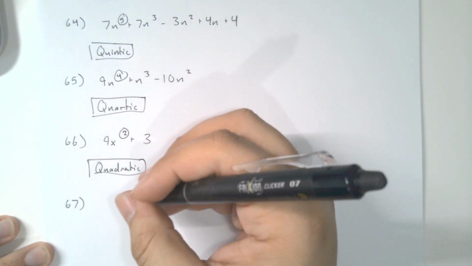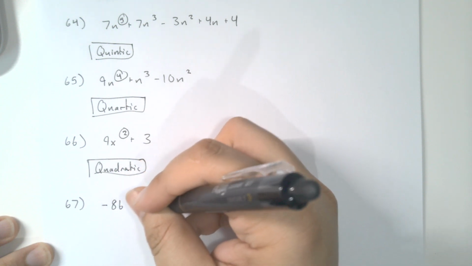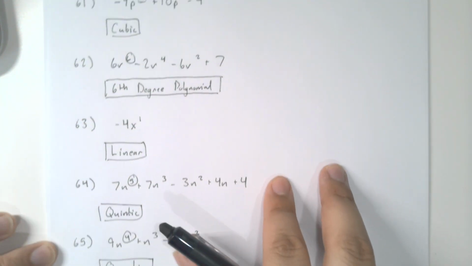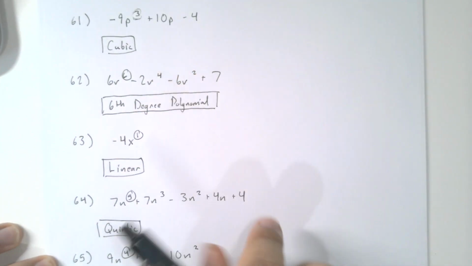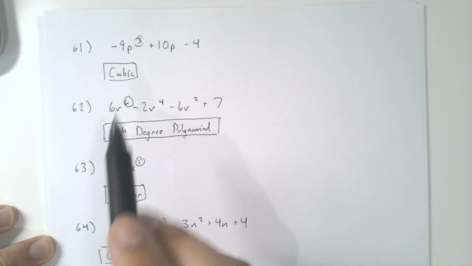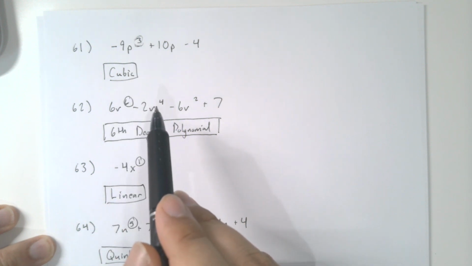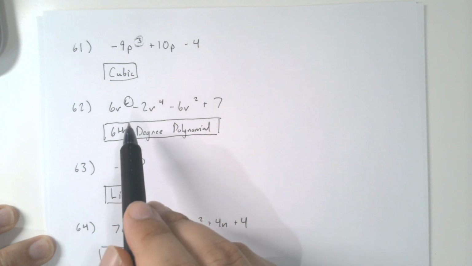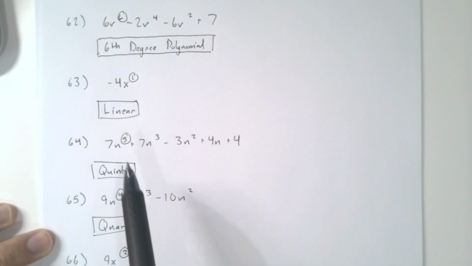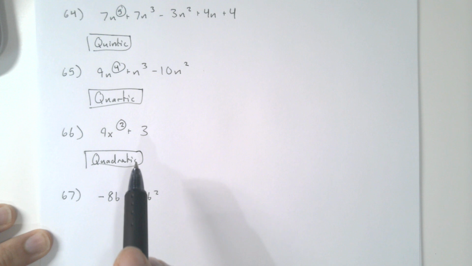For number 67, now we have negative 8b minus 4b squared. With all of the ones before this, we were able to just look at the first term and tell what kind of polynomial we had. We had a 3 here, so cubic. We had a 6 here. Couldn't quite read my handwriting for a second. So we had a 6th degree polynomial. 1 gave us linear, 5 gave us quintic, 4 gave us quartic, 2 gave us quadratic.